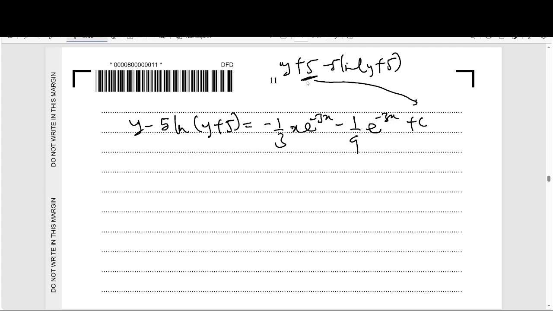So if you have this one, your value for c will be different from my value of c, because my own captures this 5 inside the value of c over here. So there's nothing wrong if there is a difference of a constant in our integral, right? So let's move on. So when x is 0, y is also 0. So we put x 0, y 0 into this equation. So we go, this is going to be 0 minus 5 ln of 5, because it's going to be y plus 0 plus 5, then equal to negative 1 over 3.